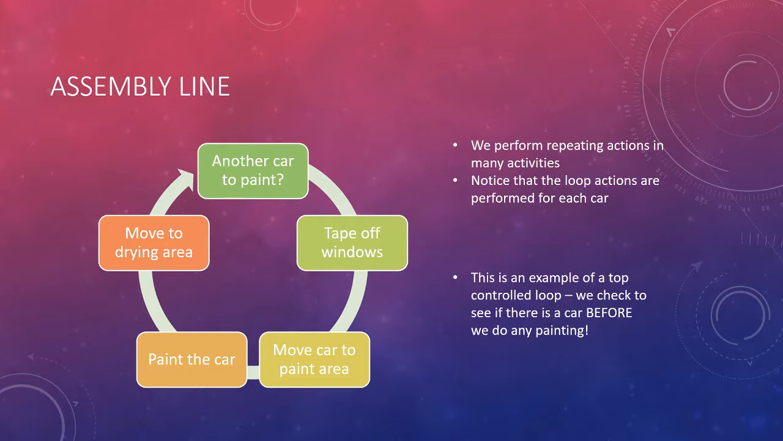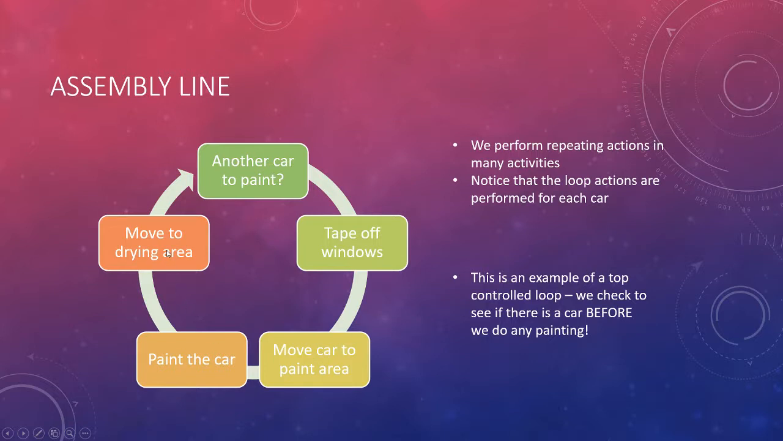We can think of an assembly line. If we have a looping structure in place, we can check to see if there's another car to paint. If there is a car to paint, we'll go ahead and tape it off. Move the car to the paint area, paint the car, and then move it to the drying area. Then we could go check to see if there's another car that's ready to paint. If there is, we would repeat this same process.